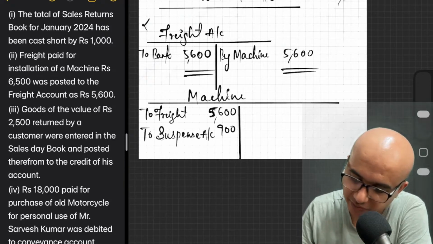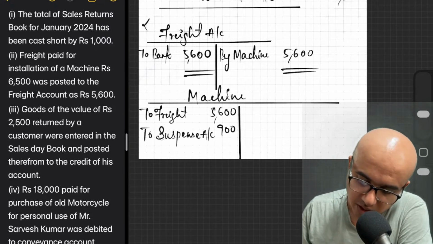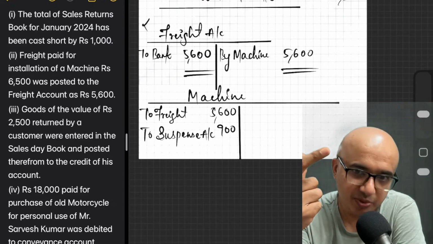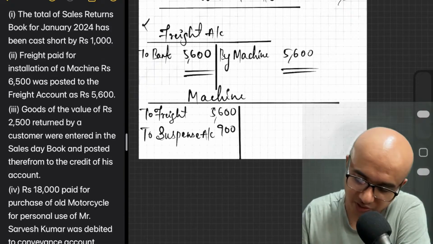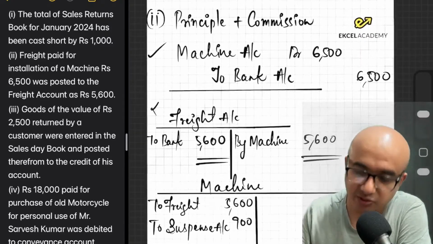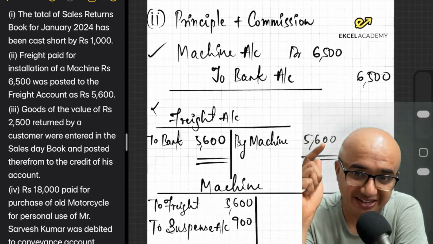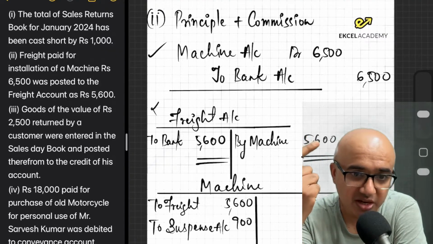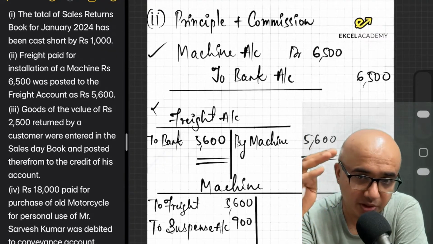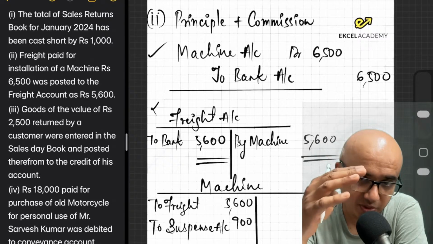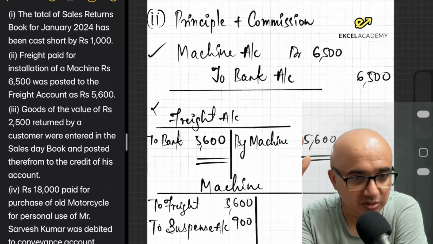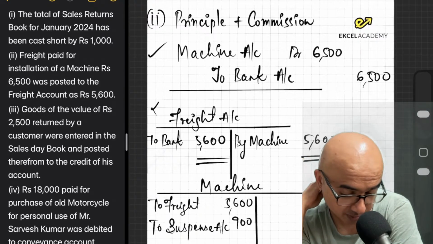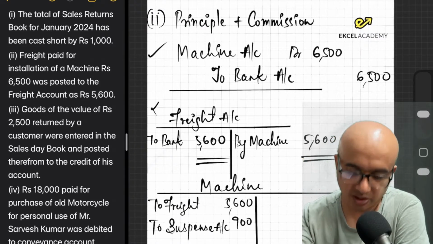So what is the entry which we have to record? Machine account debit to freight 5,600, to suspense 900, and that will actually rectify the transaction. So this is a slightly complicated transaction wherein there is error of principal and also error of commission, and the rectification entry is machine account debit to freight 5,600 and to suspense 900, both put together 6,500. That is about adjustment number 2. Let's move on to the next one.